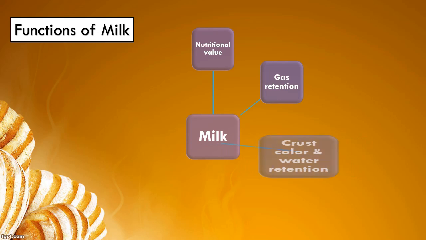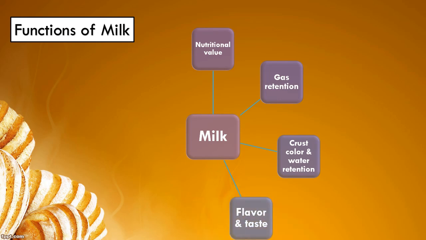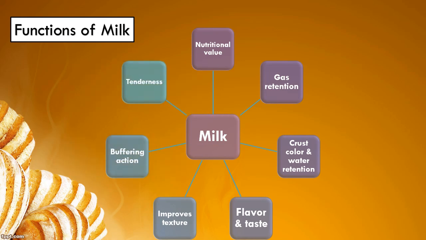Milk has different roles, which include providing nutritional value and gas retention power. Milk gives a good color to the crust and has water retention capacity. It improves the flavor, taste and texture of the product. It has a buffering action and improves tenderness of the product.